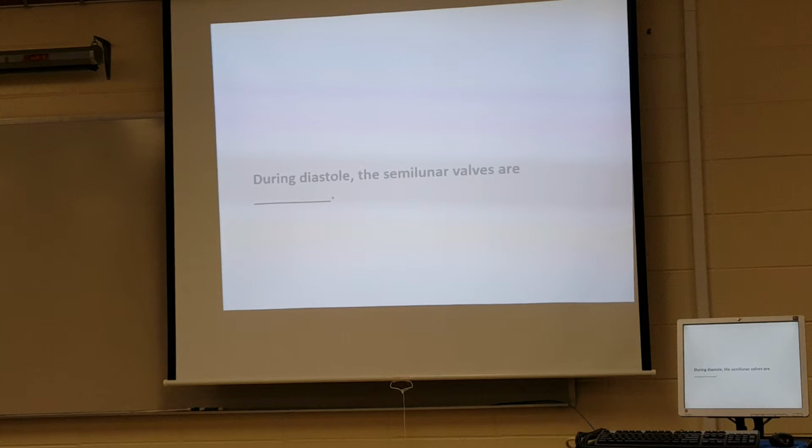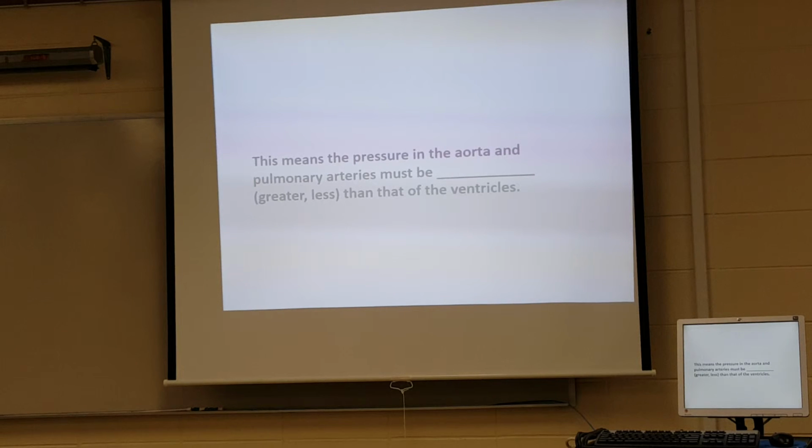During diastole, the semilunar valves are closed. Everybody agree closed? Look over here, diastole, where's the semilunar valve? Is it this one or this one? This one here, the aortic semilunar valve is closed, correct? Good. This means the pressure in the aorta and the pulmonary arteries must be greater than or less than that of the ventricles? Remember that blood moves from high pressure to low pressure. If the blood's trying to go back into the ventricle, that tells you the pressure in the ventricle is lower. So the pressure in your artery would be greater than. Everybody agree with that?